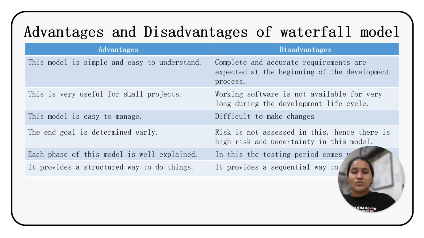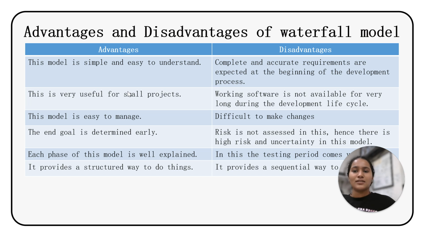The end goal is determined early. Each phase of this model is well explained. It provides a structured way to do things. This is a base model; all the software development lifecycle models that came after this were created keeping this in mind, although they work to remove its shortcomings. In this model, we can move to the next phase only after the first phase is successfully completed, so there is no overlapping between the phases.